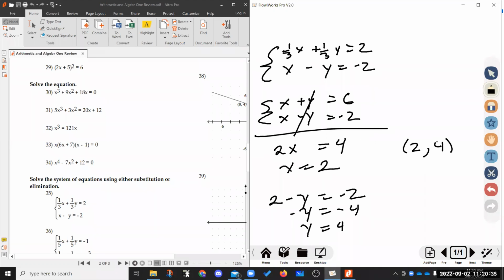Stick it in if you want to. 2/3 plus 4/3 is 6/3. 6/3 is the same as 2. 2 minus 4 is -2. This is the solution to the system of equations.